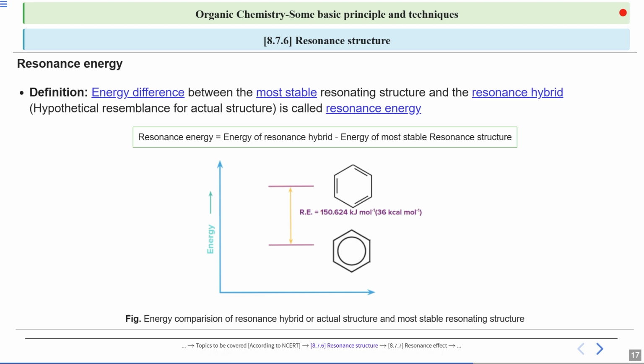A takeaway point for you: remember that this resonance hybrid has no real existence. It is just a resemblance. You know that electrons are being delocalized continuously. To represent this conjugation, rather than representing the electrons at one point, we have made a circle representing that the electrons are being distributed equally to all of these 6 carbons.